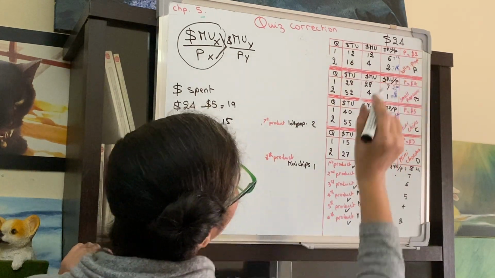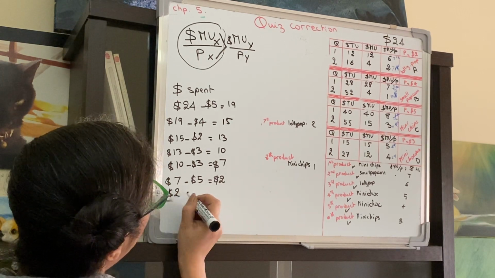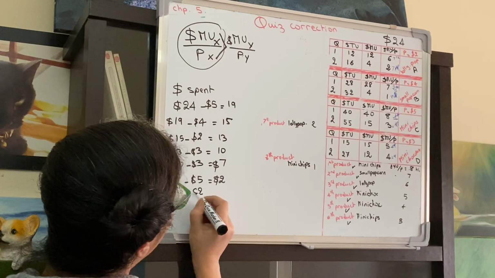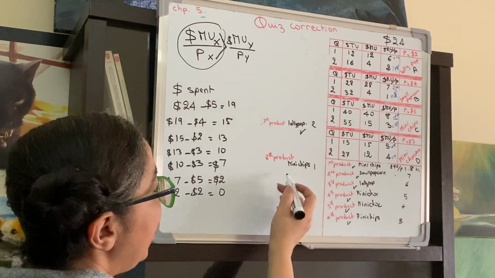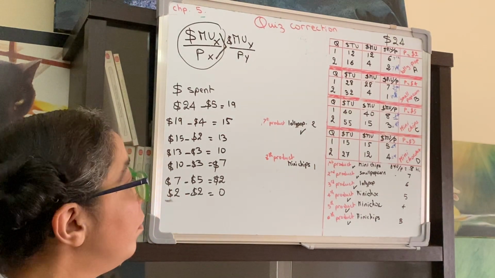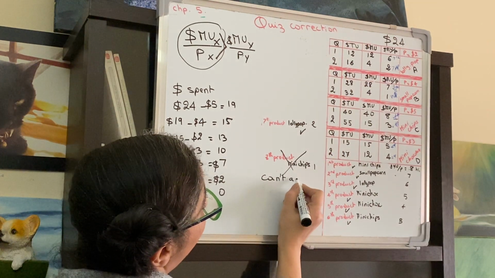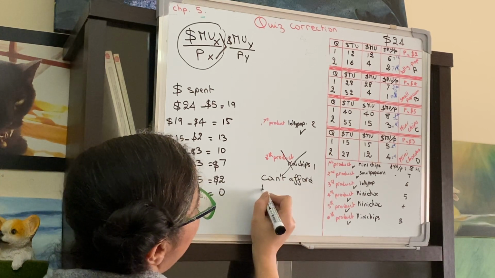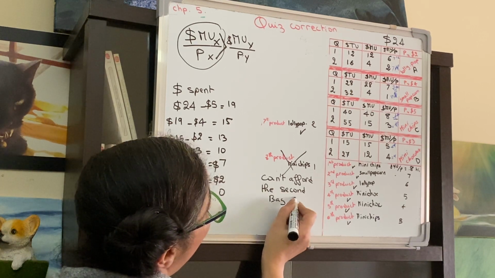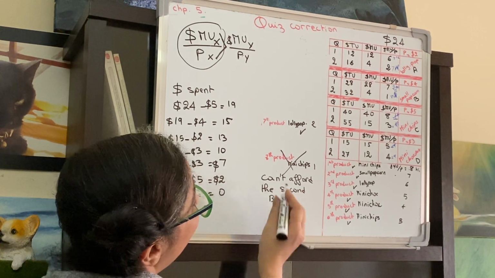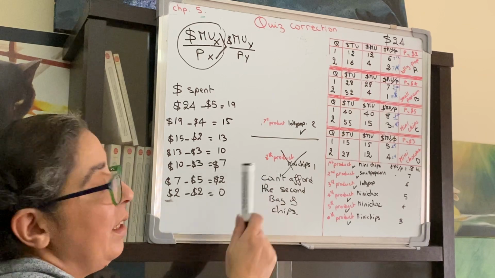And then lollipop, yes, so I have $2. $2 minus $2 of the lollipop. I'm left with $0, so I'm gonna buy the lollipop. What about the mini chips? I can't afford them. Can't afford the second bag of chips. So you have to stop at 7 products because you cannot afford this one.